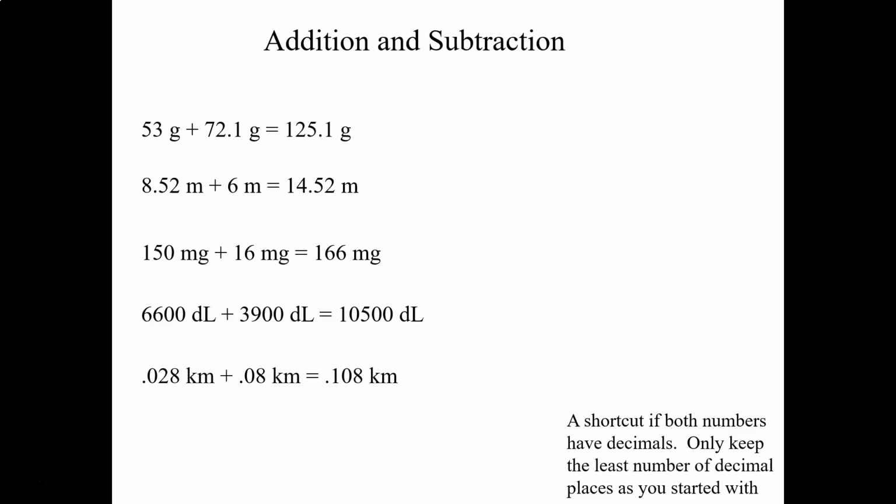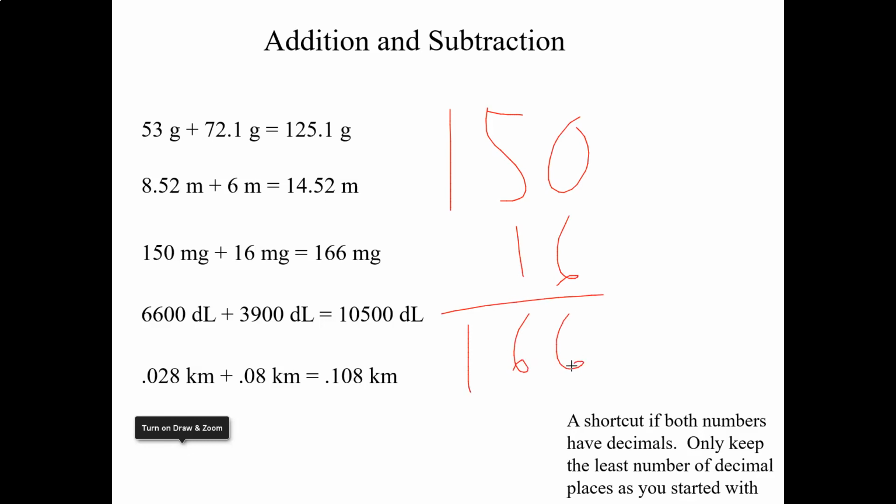150 and 16 gives me 166. So circling the guess digit in each one, the 5 is our guess digit in the top number, and 6 is the guess digit in the lower number. Now we circle the number that's below the leftmost circled guess digit. So we circle below the 6 here, and we round off everything to the right of that. So that would be 170.